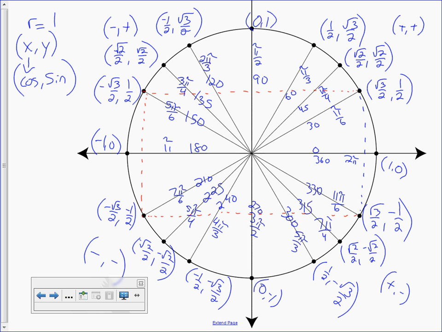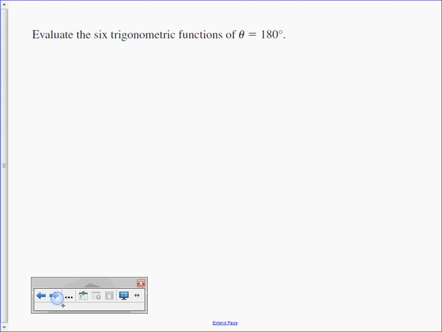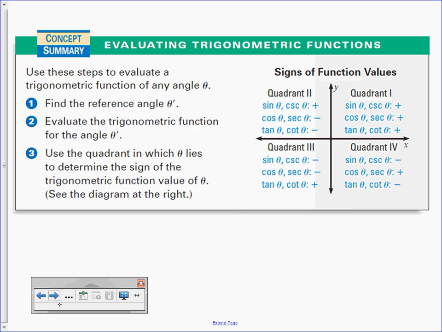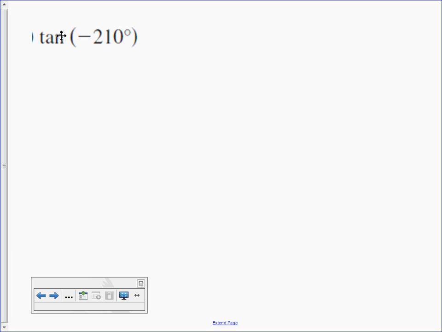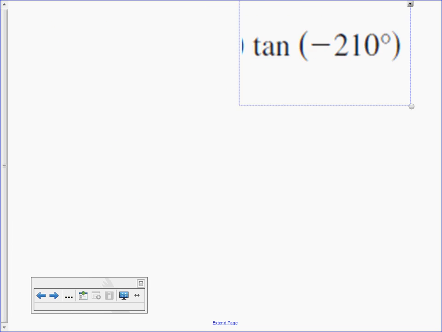Okay? Now, if you know this first quadrant, notice how it just shifts with its signs. You just have to remember how they move themselves around the unit circle. What this is going to allow us to do is find the sines, cosines, tangents, cosecants, secants, and cotangents of any one of these angles and their reference angles. For example, I want to find the tangent of negative 210 degrees.